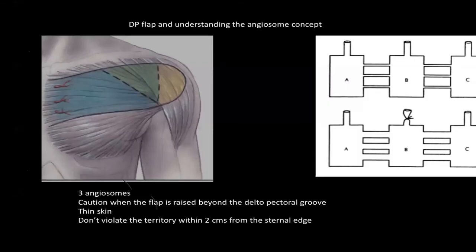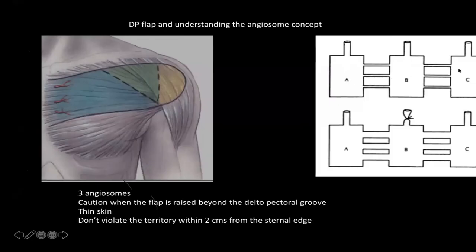Now, when Taylor did his seminal work on perfusion of various skin territories in the body, they found out that if you raise a flap which has angiosomes A, B, and C, angiosome A can reliably perfuse angiosome B, even if the initial supply to angiosome B has been disrupted, because there are a lot of choke vessels or interconnecting vessels between the two angiosomes.